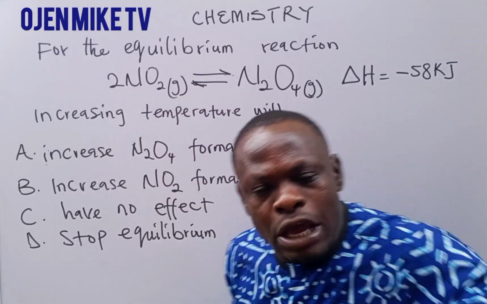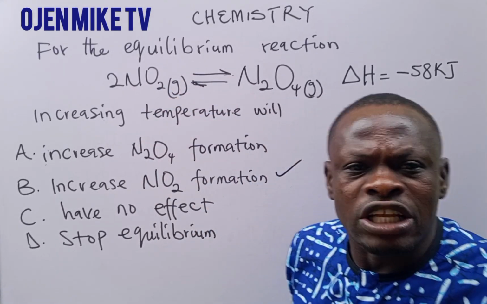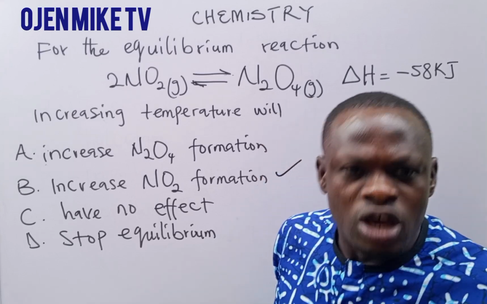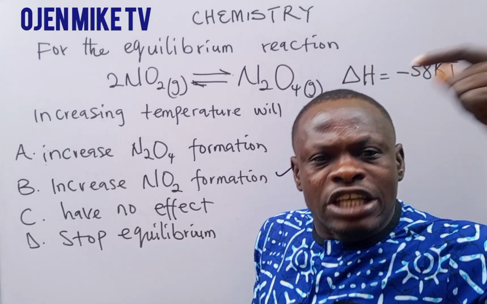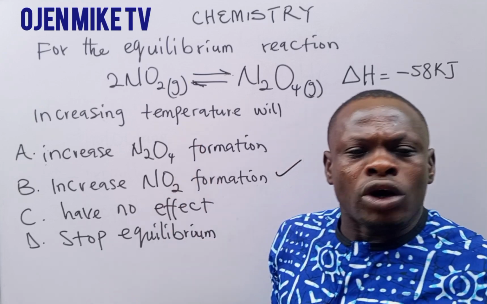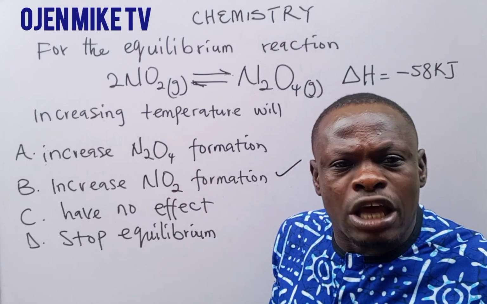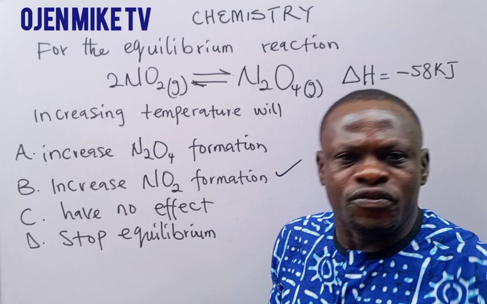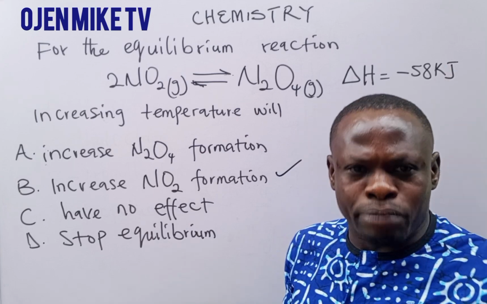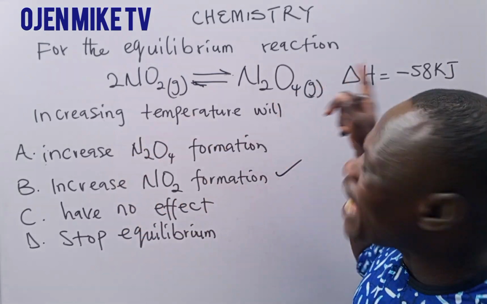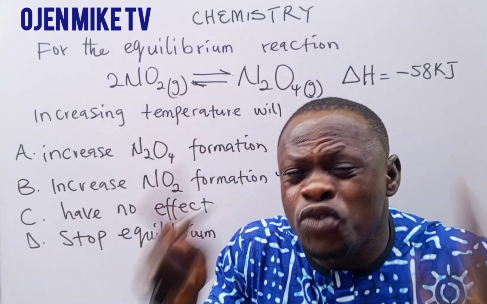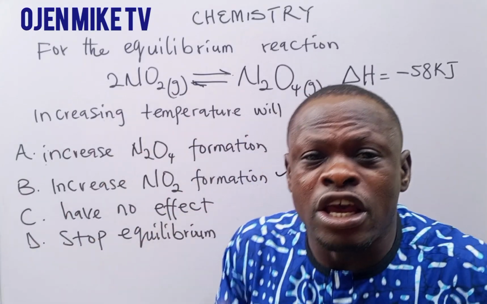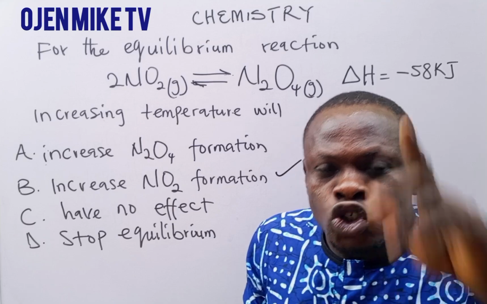If you increase temperature in an exothermic reaction, the equilibrium will shift backward. If you decrease temperature in an exothermic reaction, the equilibrium will shift forward. But in endothermic, if you increase temperature, equilibrium will shift forward. If you decrease temperature, equilibrium will shift backward. But this one we are given exothermic. It means that if you increase temperature in exothermic, equilibrium will shift backward.